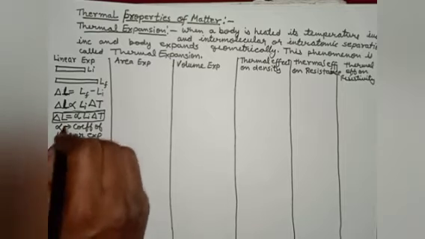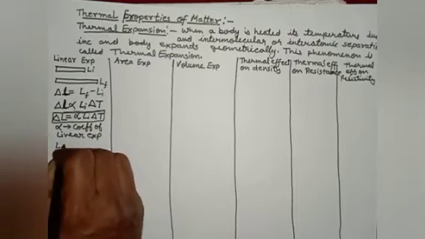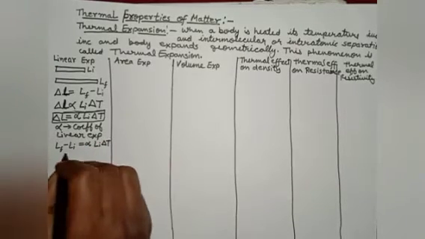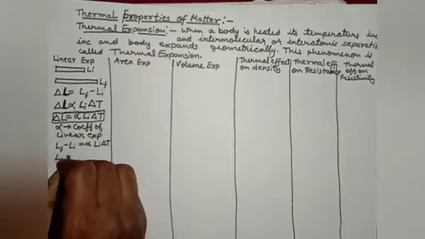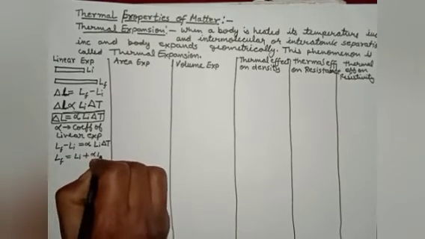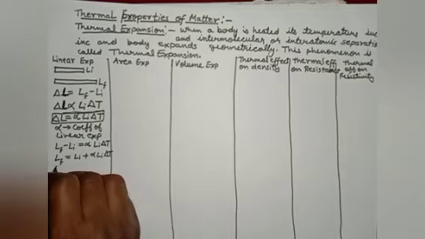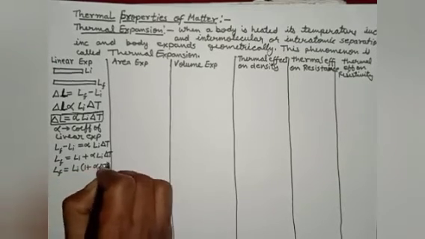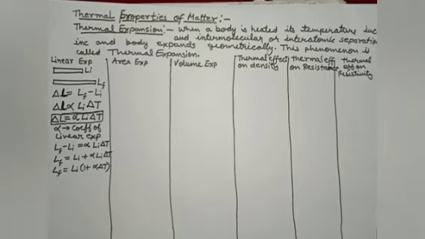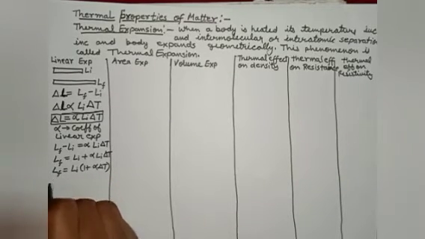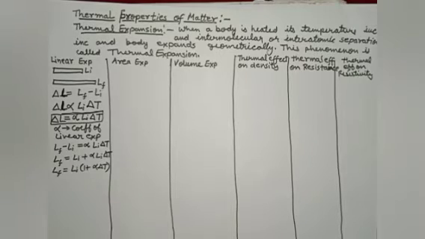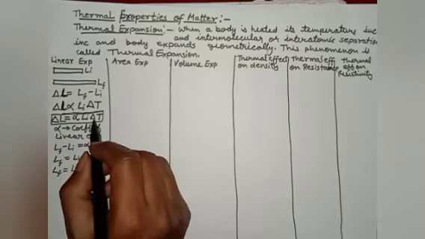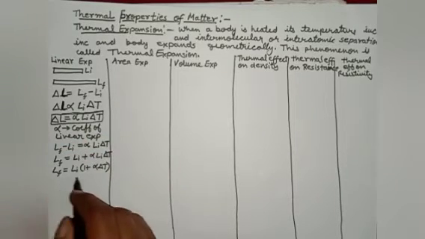Now, in place of delta L, we can write Lf minus Li, and that is equal to alpha Li delta T. Take this to that side. Lf is equal to Li plus alpha Li delta T. So Lf is equal to Li times (1 plus alpha delta T). This is all about change in length. This one is the final length after it gets changed. So in a numerical, if it asks to find the change in length, directly put this, and if it asks to find the final length, you need to put this one.